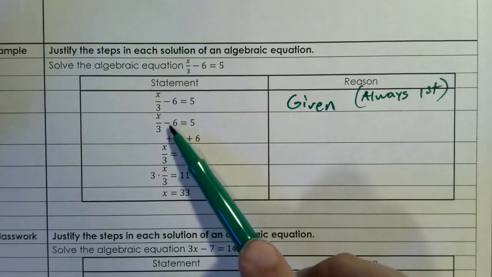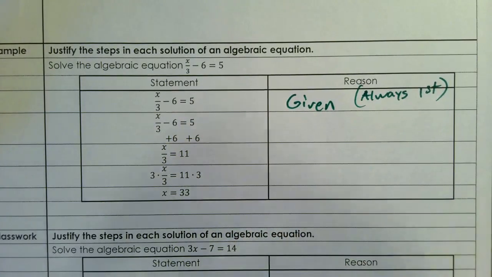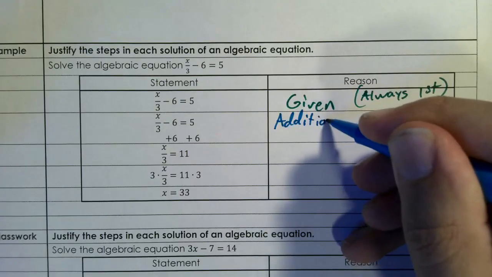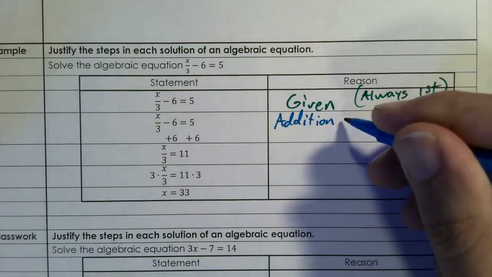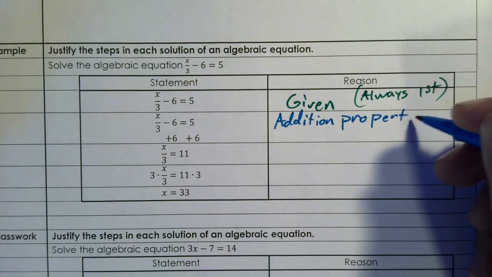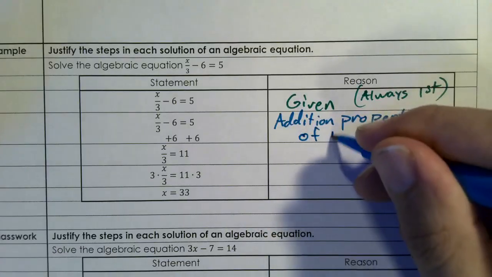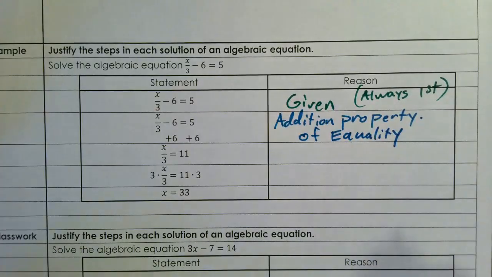Then what I did, in order to solve this equation, I added 6 to both sides. So that's addition that I did. So I'm just writing what I did, addition. And if I look back on the front of what my options are, there's only one that says addition in it. So that was my addition property. And it's in the equality section. So I write of equality. Again, when you're doing this on a test or stuff, you'll have a nice list there to choose from.